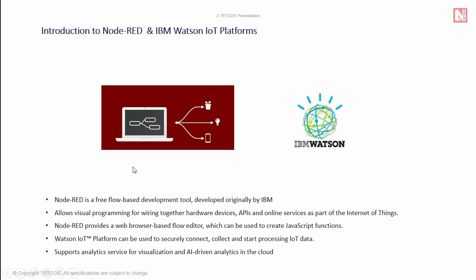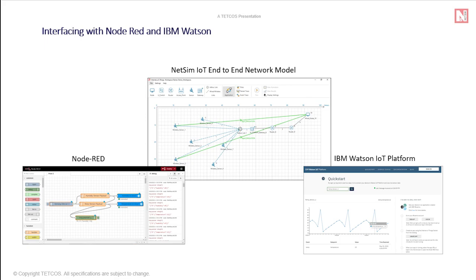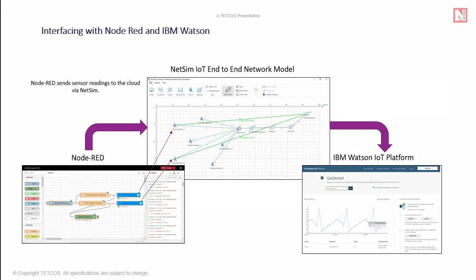Node-RED is a flow-based tool for connecting hardware devices and online services. Watson is IBM's IoT platform for connecting, collecting, and processing IoT data. Sensors, smart meters, and Raspberry Pis can also be connected to NetSim using Node-RED. When NetSim operates in emulation mode, these devices would send their data to cloud platforms via the virtual network modeled in NetSim.